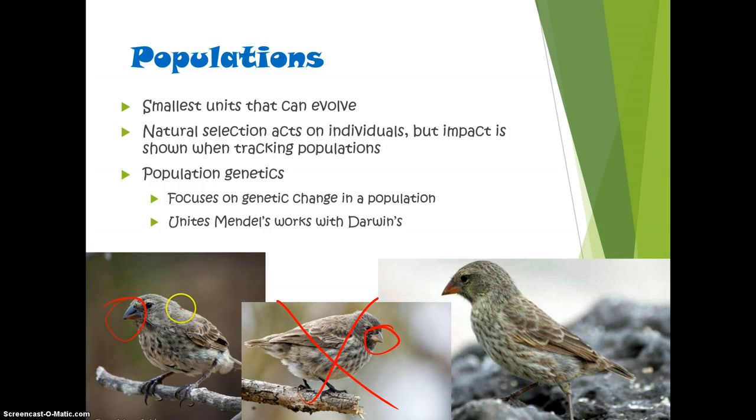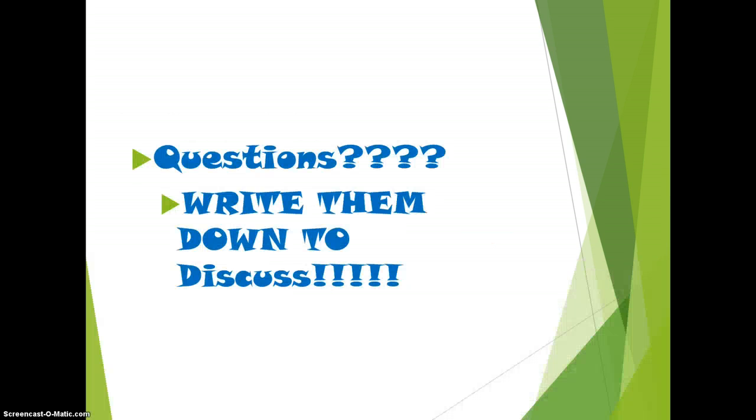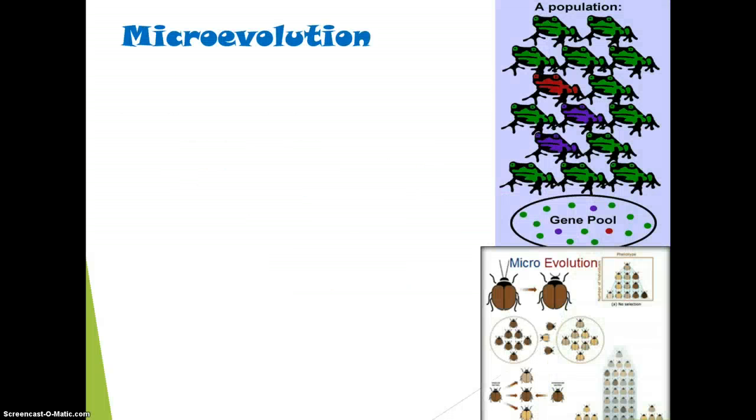Whereas these guys that had the bigger beaks, this one possibly is going to be kind of an in-betweener, but definitely these guys that have the bigger beaks are able to get some nutrition from these hard seeds, and since they're able to have those hard seeds, the next year what they found is that there were a lot more of these birds than there were of these birds, because these ones died of starvation. So you saw this in your butterfly example. Questions? Write them down so we can discuss them.